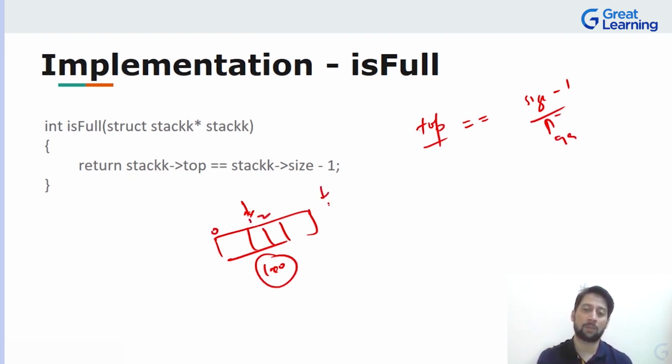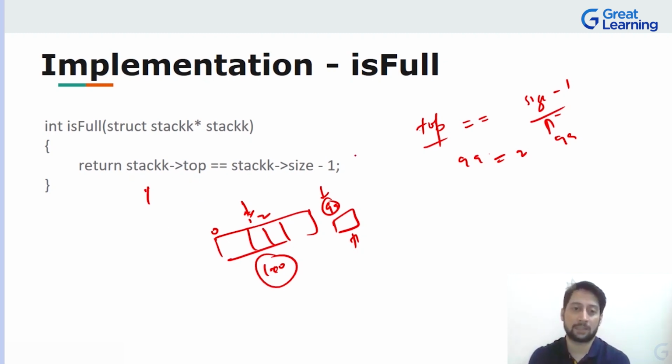Now, if our top is also at the 99th index and we are storing the element, this time around both of these are 99 and 99. They are equal. So we return true, obviously, right? If the stack is full, we will return yes, it is full. Since both of these are equal, we return true, and in this case we return 1.